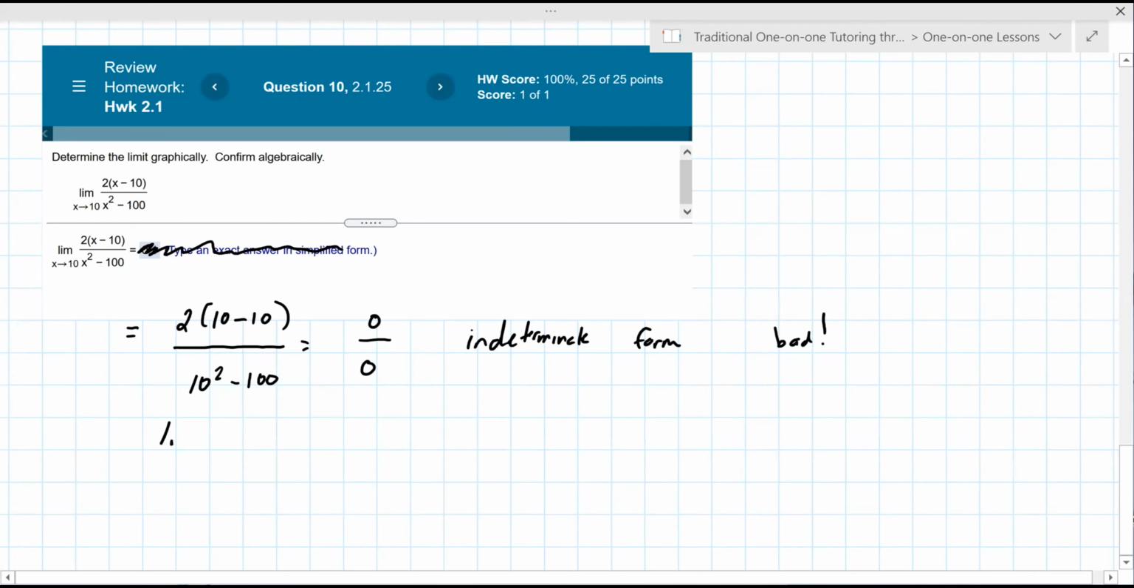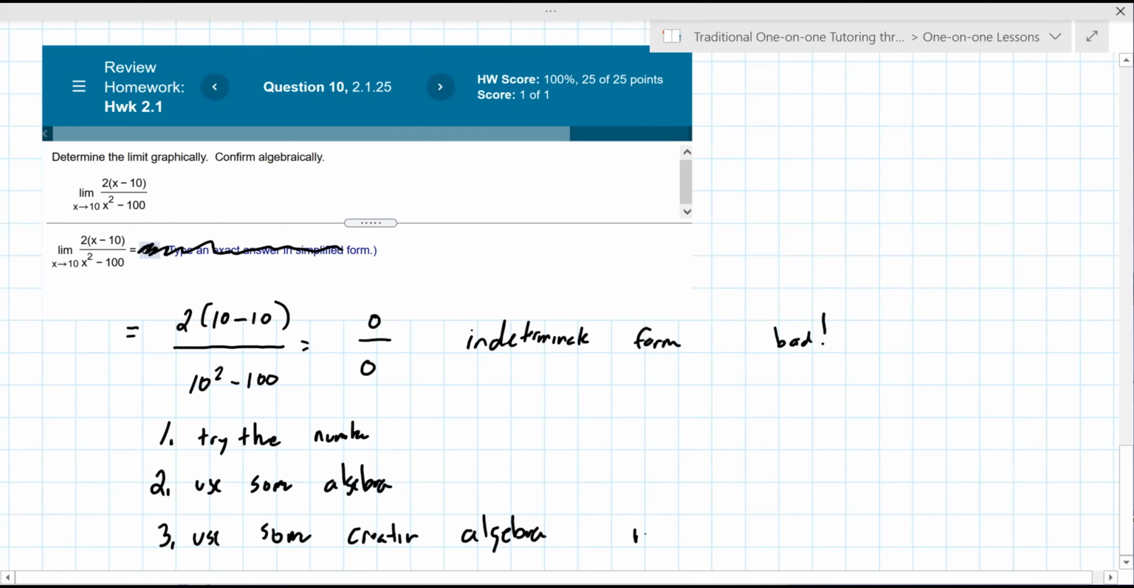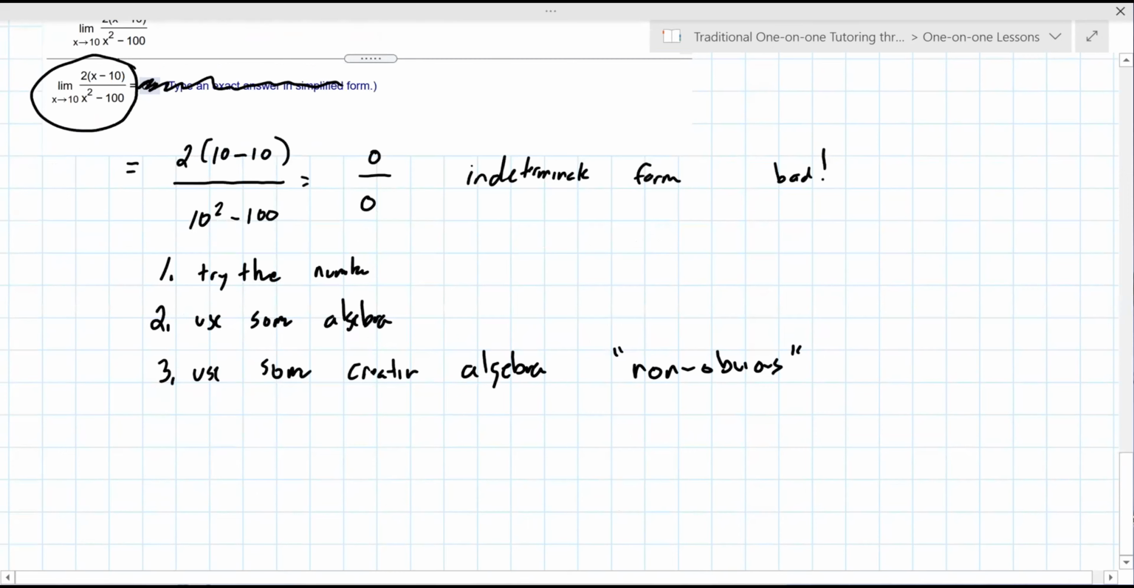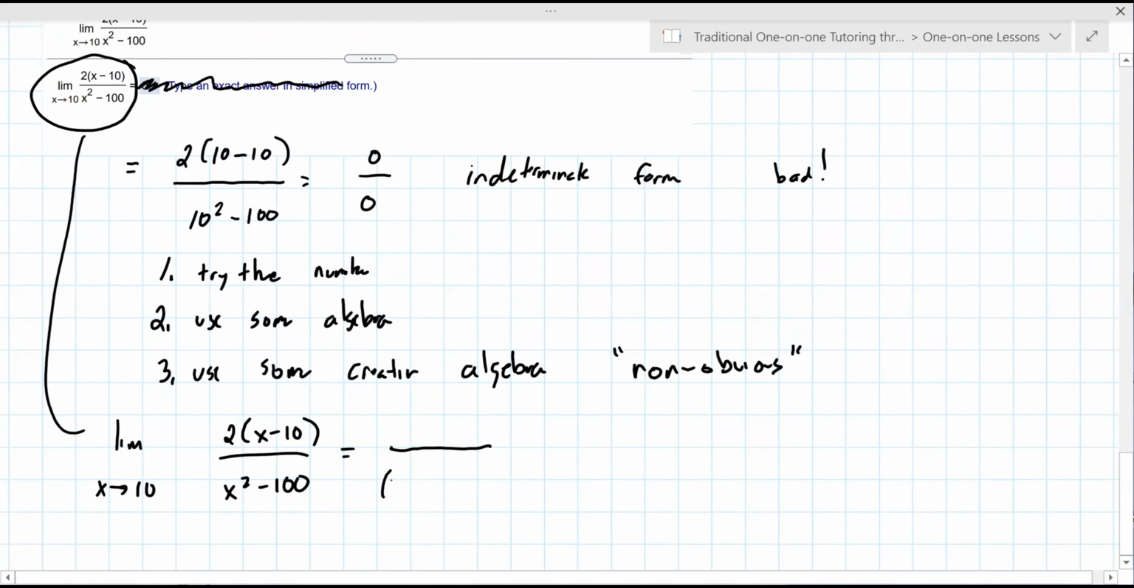So the first step when you're finding limits is just try the number. Probably you saw this in class. Yeah. The second step is to use some algebra. And then the third step, which we'll get to in probably another problem here, is to use some creative algebra, meaning I call them non-obvious things to do, because until I tell you, you would never know to do these things. They're just not something you've seen before. But here, you know that you can factor this. So the limit as x approaches 10 of 2 times (x minus 10) over x squared minus 100, you can factor the bottom. And that's a very common thing that you might see.